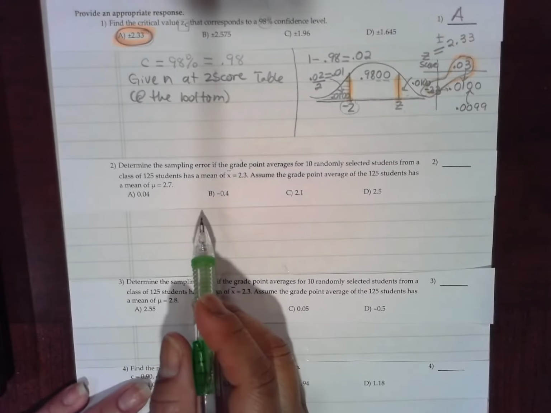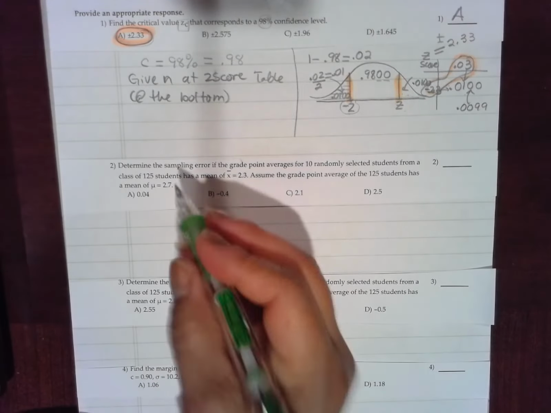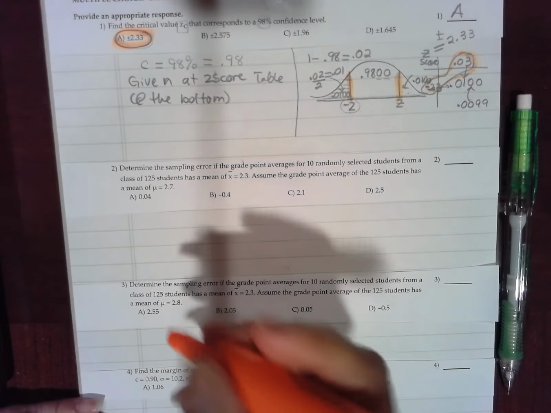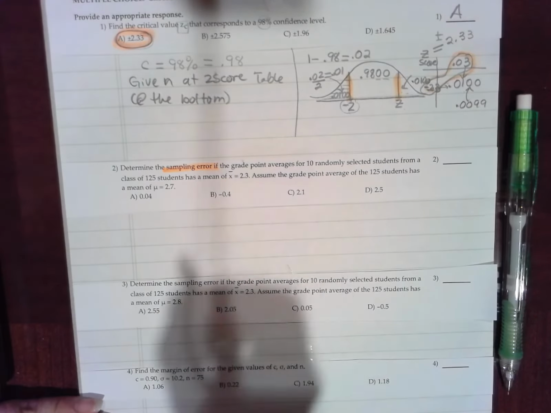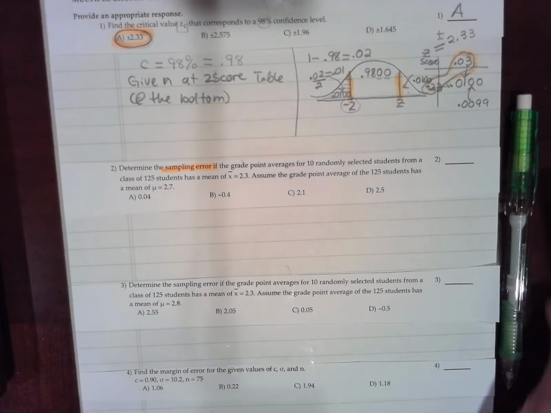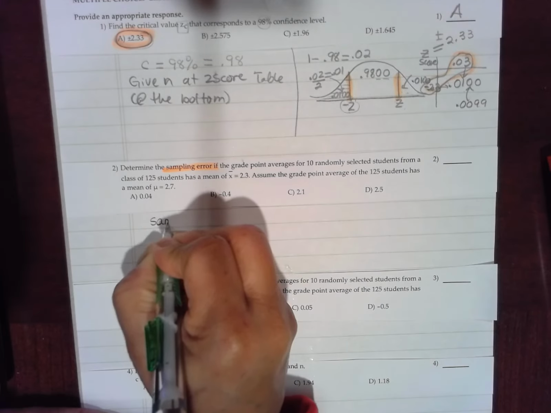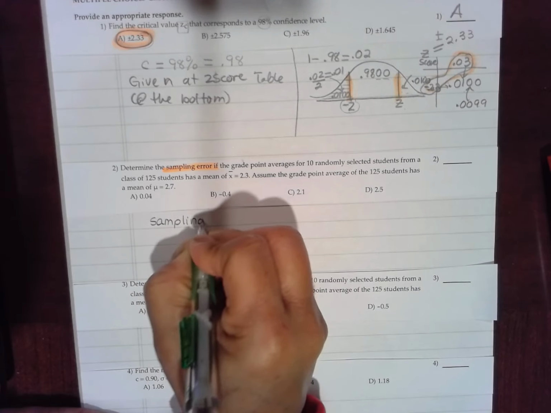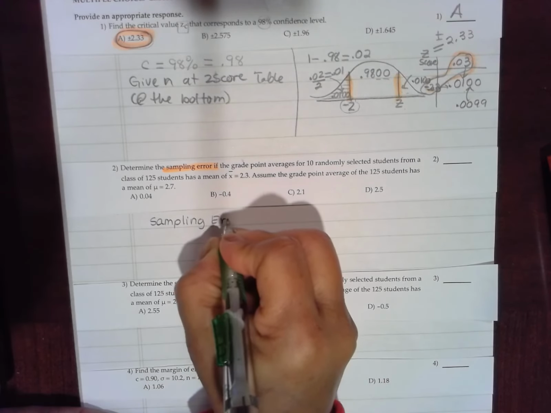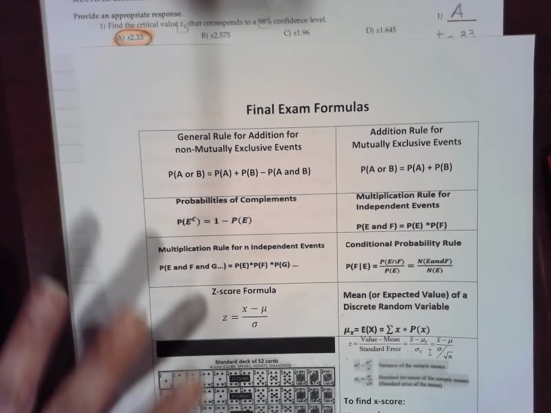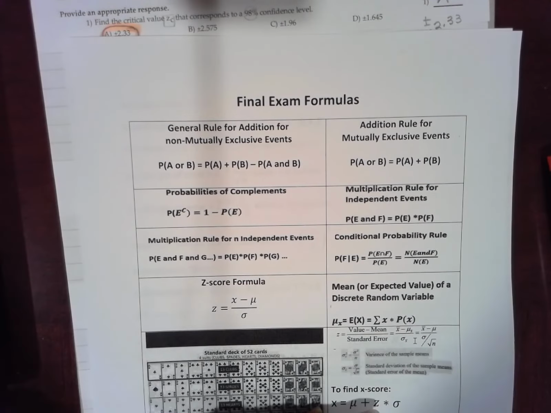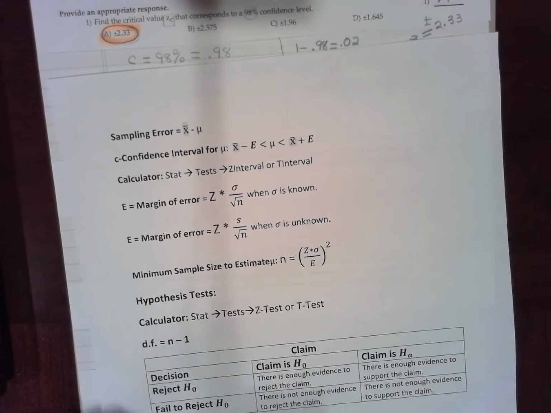So we proceed with question number 2. Determine the sampling error. I wanted to highlight the keywords, sampling error. When you look at the formula sheet, there is a formula that says sampling error. This is the formula sheet that you will be allowed to use, and we're emphasizing final exam formulas because you will be provided with the same one. So the sampling error is right here.